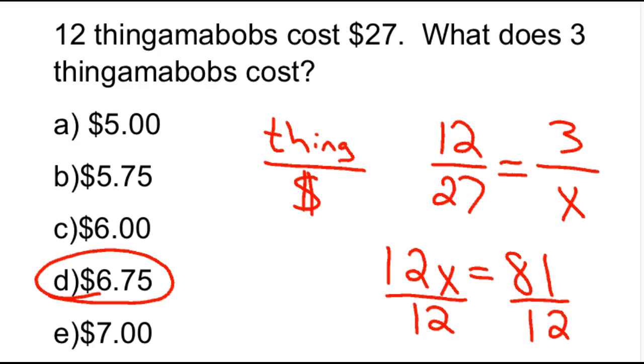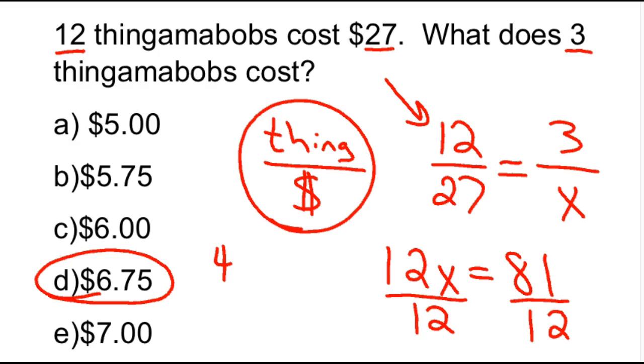Another way to do this is you've got 12 thingamabobs, $27. Since we want to know what three thingamabobs cost, this helps you do this quickly. 12 divided by 3 is 4 groups. So it's 27 divided by 4. I know logically that's how some people would do it. But I think this one, especially since you have a calculator, is probably the one that most kids learn right away. Once you set it up with things over dollars, then you cross multiply, you'll have it.